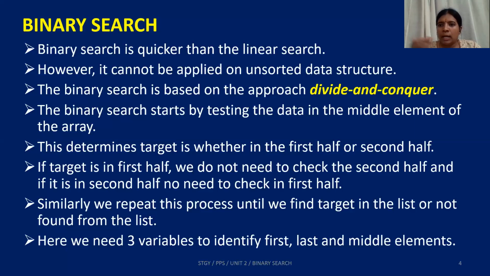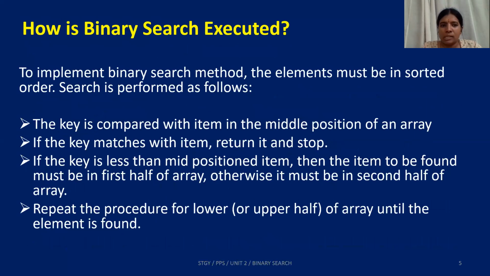Therefore, it is evident that binary search has fewer comparisons than linear search. So how does it get executed? The key is compared with the middle item. If the key matches the item, you just return the middle index and stop. Otherwise, if the key is less than the middle positioned element, then the item is expected to be found in the first half of the array.